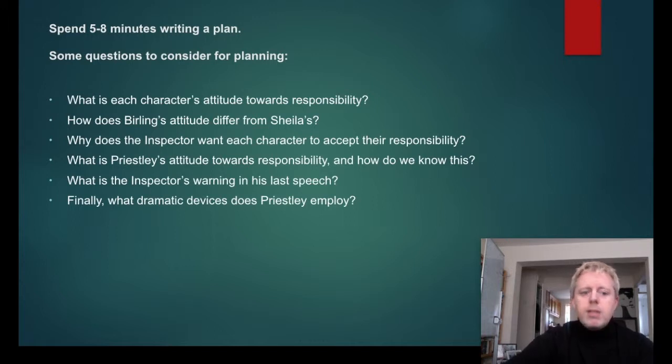You must do a plan. I'll say this again. The examiner's report every year states that students who show evidence of planning routinely secure higher marks. So a 5 to 8 minute plan.